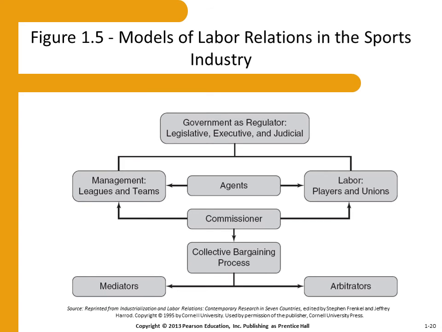And so this Figure 1.5 in our text on page 29 simply gives us models of the labor relations in the sports industry. The key elements of labor relations in professional sports are three principal participants, which are management, and those are the leagues and team owners, the labor, which are the players and the unions, and the government. The federal government performs the regulatory function under the National Labor Relations Act in the same capacity that it oversees all private commerce.